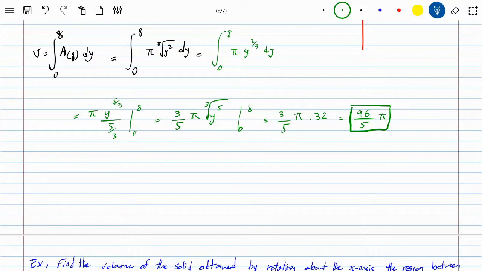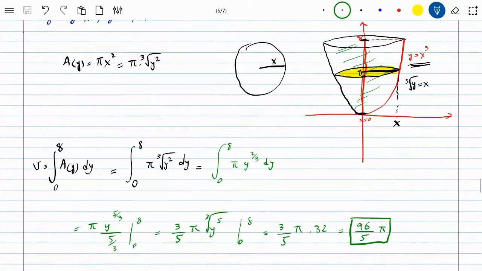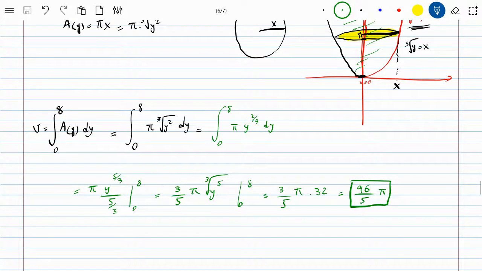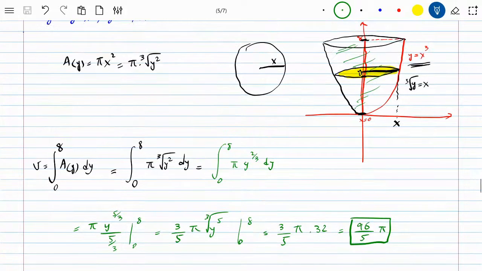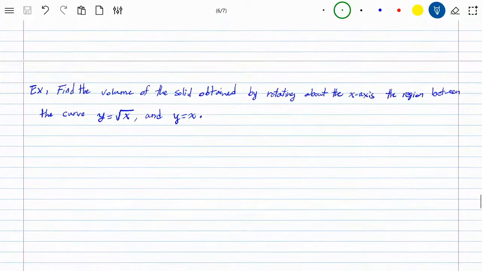And this is basically the volume of this cone, the solid, by rotating about the y-axis. So you notice that if I rotate about the x-axis, I write the cross-section in terms of A of x, and if I rotate about the y-axis, you write it in terms of A of y. It's always optional. You can always change the x and y-axis if you want. It's easier to deal with it this way. Let's look at another example.